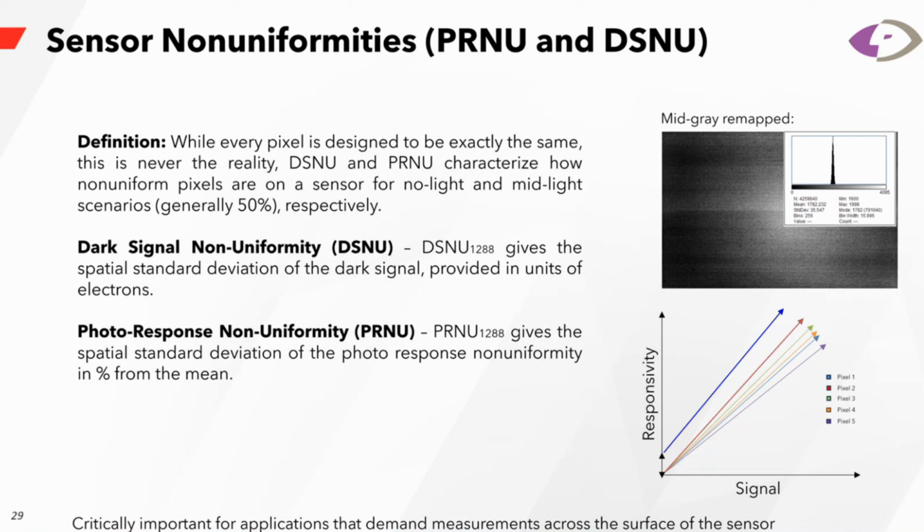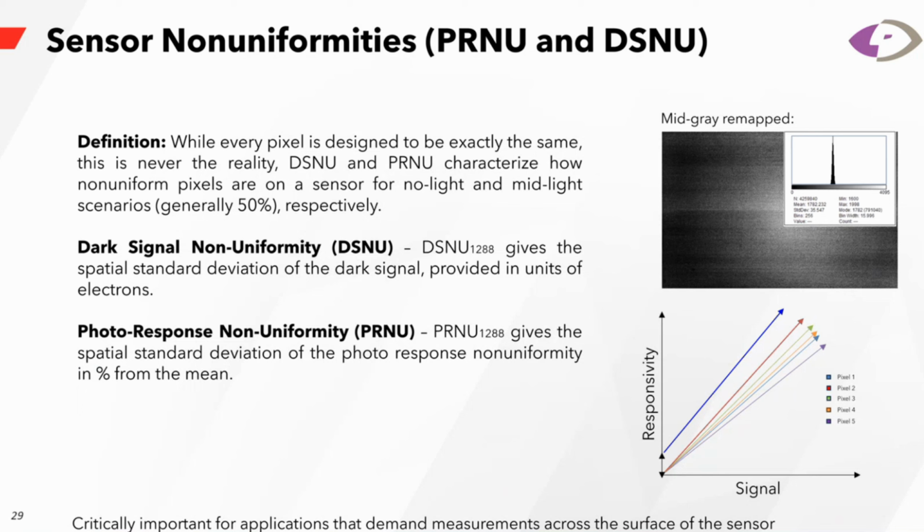Okay, so the DSNU 1288 gives you the spatial standard deviation of the dark signal, generally in units of electrons or digital number. The photo response non-uniformity, or PRNU, gives you the spatial standard deviation of the photo response non-uniformity in percentage from the mean. So to give you an idea, if you look at the images on the right, this is an image that was remapped from gray to let you see the non-uniformity of the sensor.